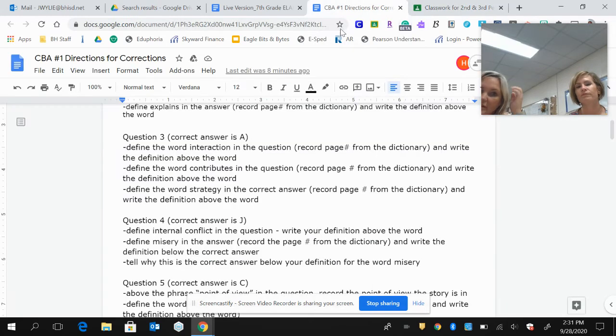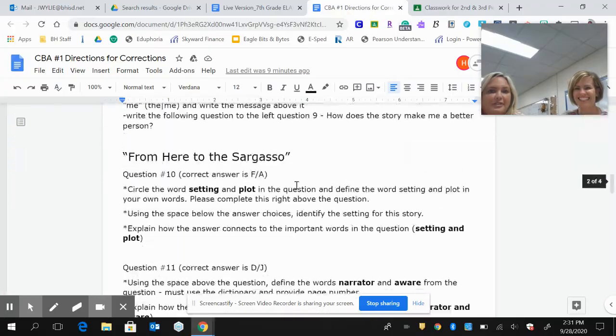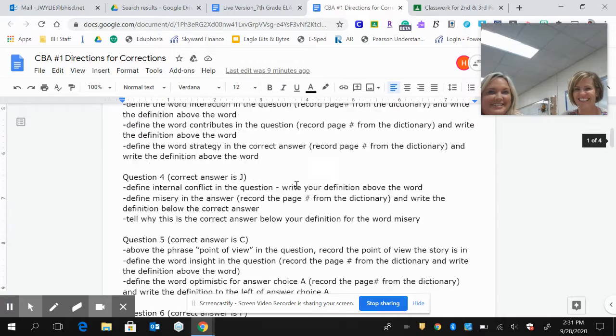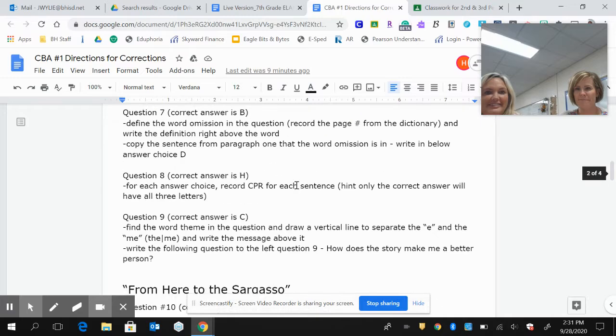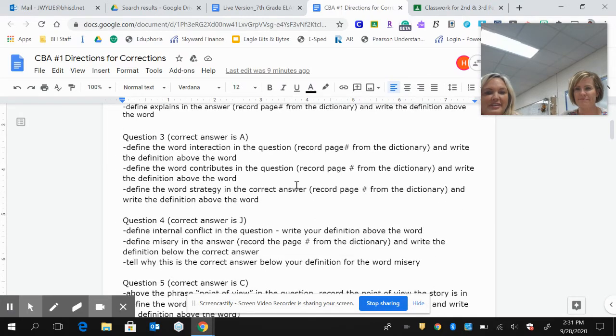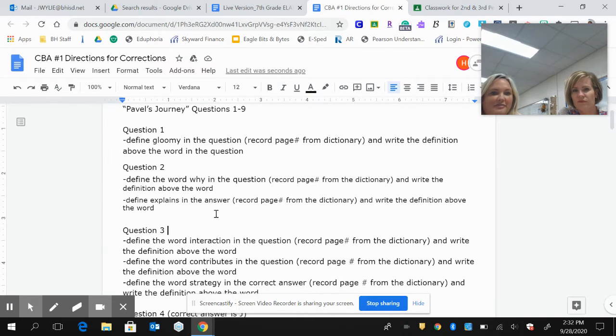Okay. So this is what your CBA corrections are going to look like. So first of all, you're going to get a copy of this, which means every kid's going to get a copy. Again, if you've already taken your CBA, okay. So I'm going to scroll through it like this because the answers are on here, and so each question. Hold on. Okay, so you see the first 3 questions here, and they give you instructions, each question.